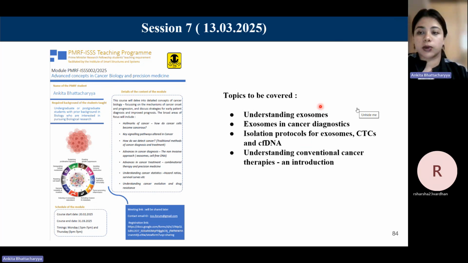So we had looked at that in the session previous to the last class, and after that, in the previous section, we had focused majorly on the idea of exosomes, what they are, what is the physiological need, what is their role in context of cancer diagnostics, and finally, we had ended on the discussion about the isolation protocols, which are used for separating these from the complete cell lysate. And we had just gotten an introduction into conventional cancer therapies.